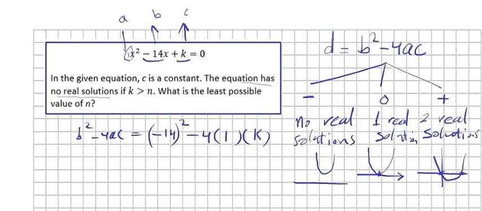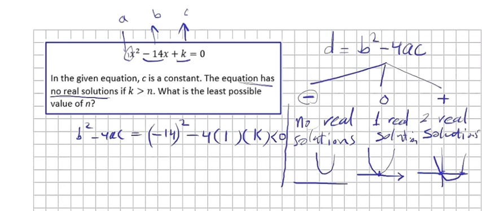But the question gives you information. It says the equation has no real solutions. This means this value is negative. Negative means it's less than 0. This piece of information helps us create an inequality. So write less than 0.